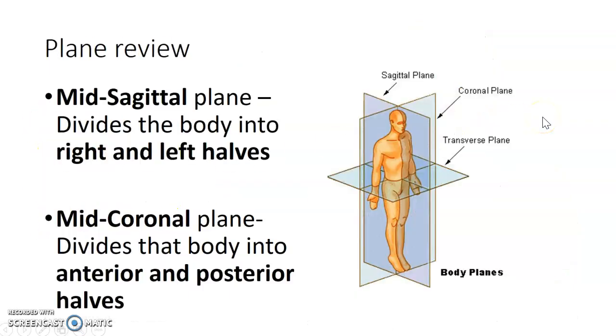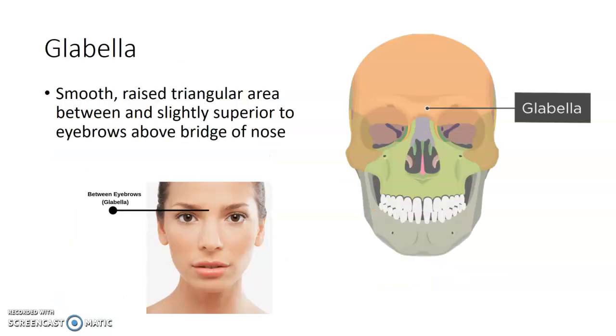Just a quick plane review. Mid-sagittal goes down the middle of the body, separating into right and left halves, and then mid-coronal separates into anterior and posterior. So we're going back through those and using those still throughout any of our central rays and that kind of stuff. The glabella, you can see on the image here where it sits. That'll be one of your central ray points.